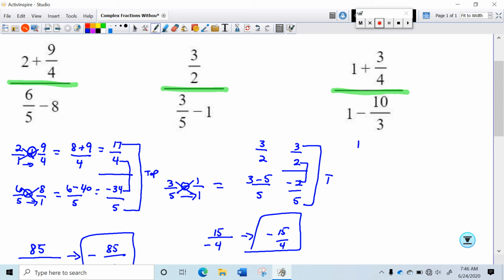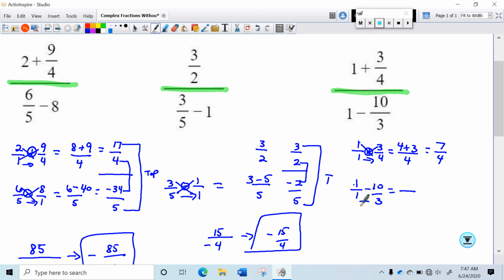Numerator is 1 over 1 plus 3 over 4. Multiply the bottom. 1 times 4 is 4. Cross multiply the top. 1 times 4 is 4. Plus in the middle. 3 times 1 is 3. That's 7 over 4. This next one is 1 over 1 minus 10 over 3.